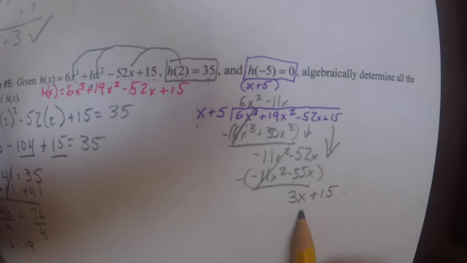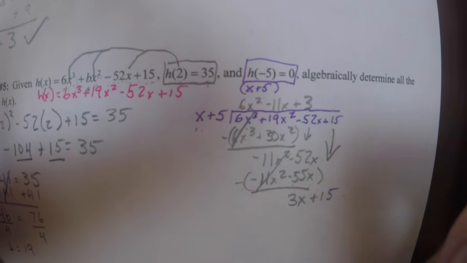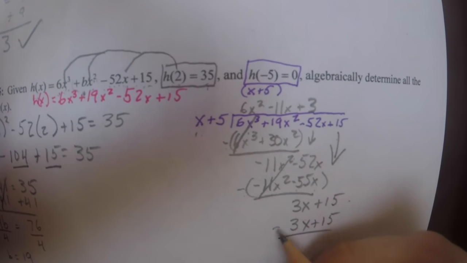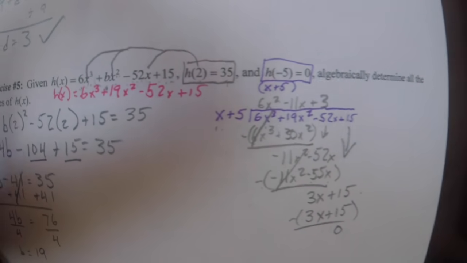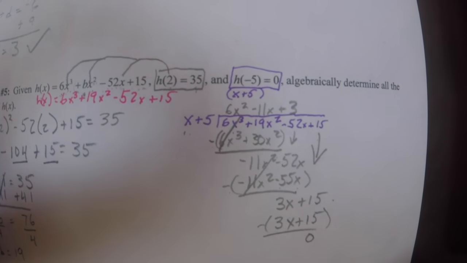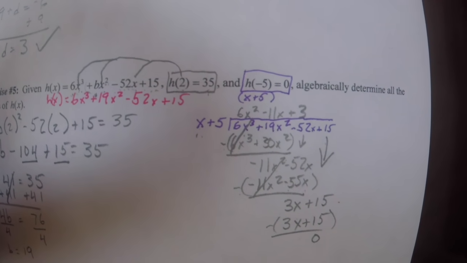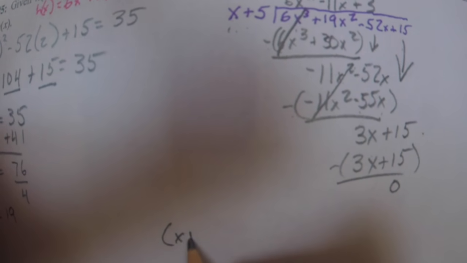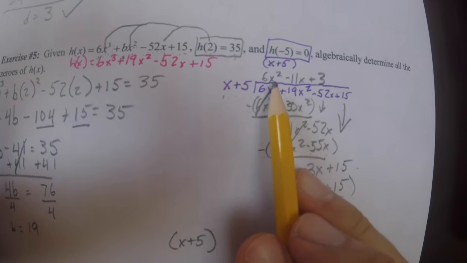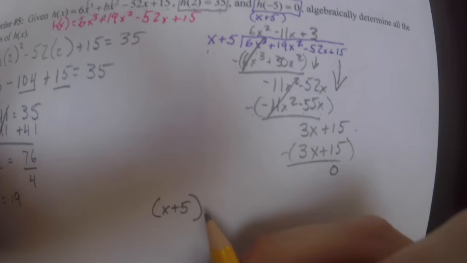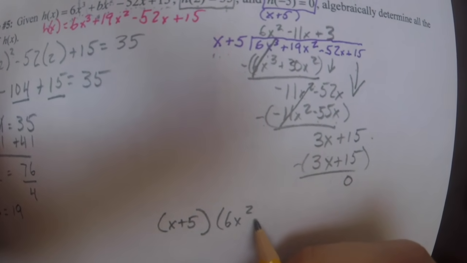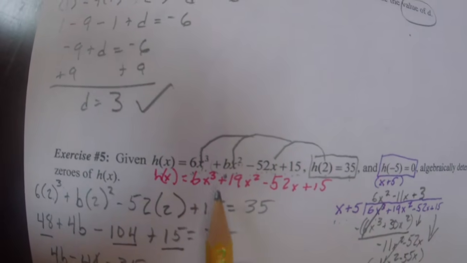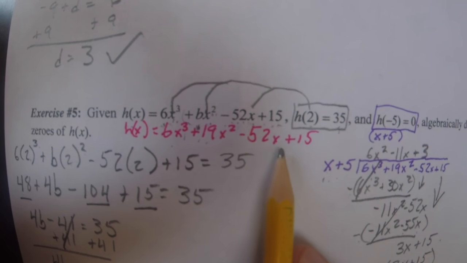What times x is going to give me 3x? That would be 3. So I get 3x, and then 3 times 5 is 15. This is good, because now when I subtract, I get 0, which means there's no remainder. Now, what does this mean? This means if I take x plus 5 and I multiply it by 6x squared minus 11x plus 3, I get the function 6x to the third plus 19x squared minus 52x plus 15.